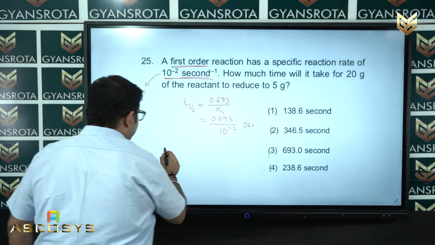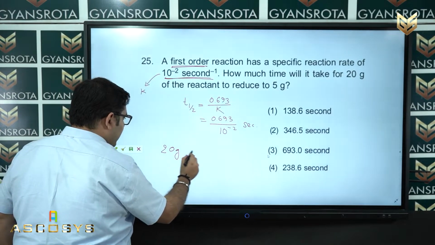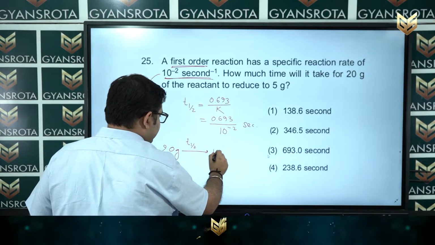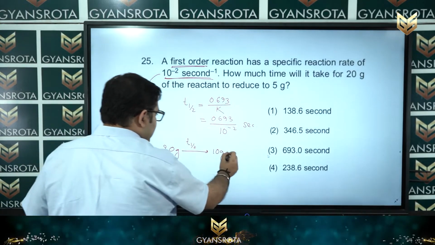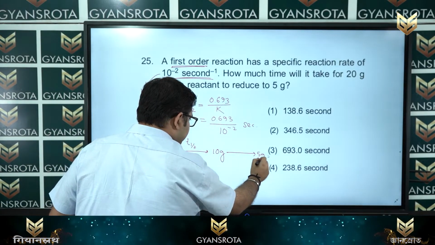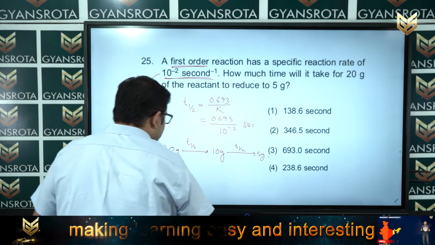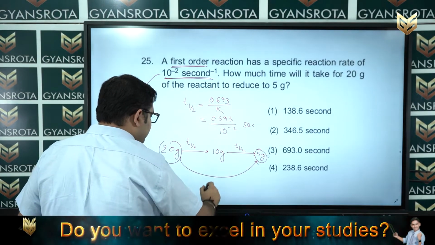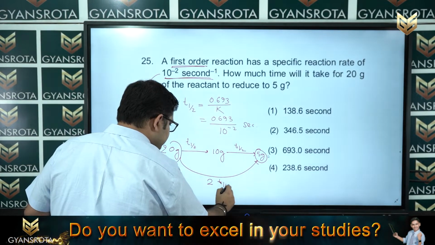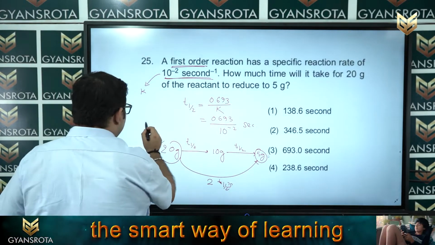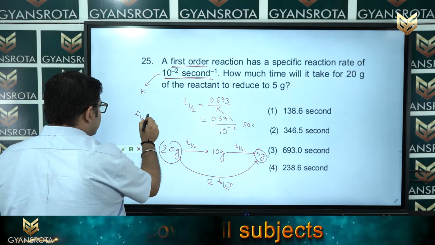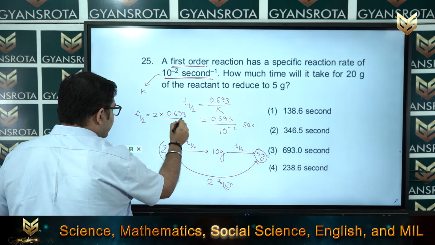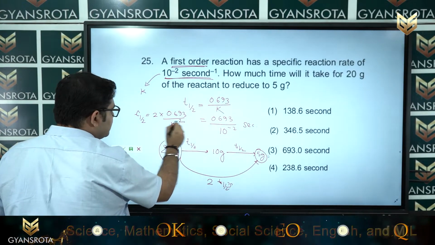Now, see this is 20 gram. If I run one T half, this amount gets halved. What is the half of 20? That is 10 gram. Now, again half of this 10 gram is 5 gram. So, this is nothing but T half. From 20 gram to 5 gram, how many T halves are there? We got 2 T halves. So, what we do here, T is equal to 2 into 0.693 divided by 10 to the power minus 2.